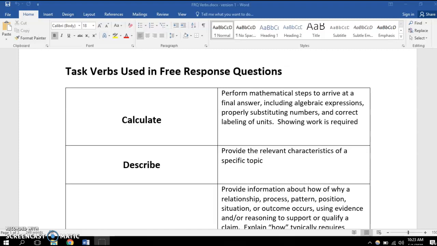I don't want you to shortchange your answers and not get all the points because you are just writing one sentence when you're asked to describe something. So make sure that you are thorough in your explanations or your descriptions.